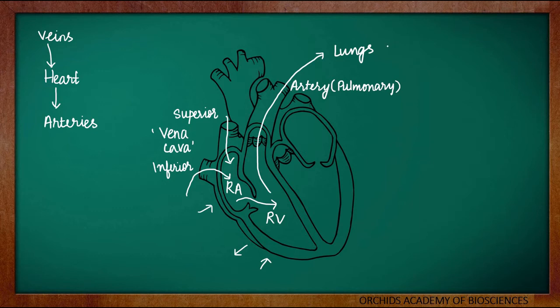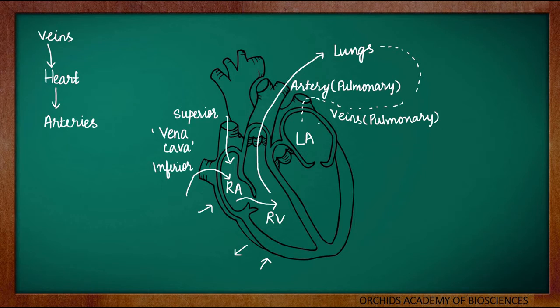After it goes to the lungs, it gets purified, and from the lungs oxygenated blood comes and enters the left atrium through the veins, and these are called the pulmonary veins. So the artery and veins associated with the lungs are called the pulmonary artery and pulmonary veins. The pulmonary artery carries the blood from the right ventricle to the lungs, and the pulmonary veins bring the blood from the lungs to the left atrium.